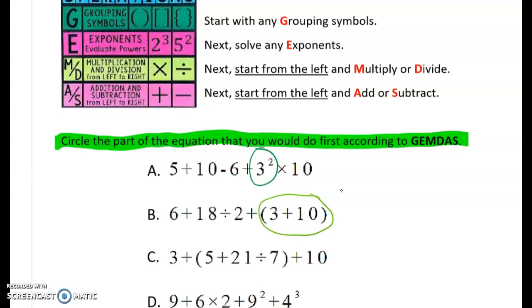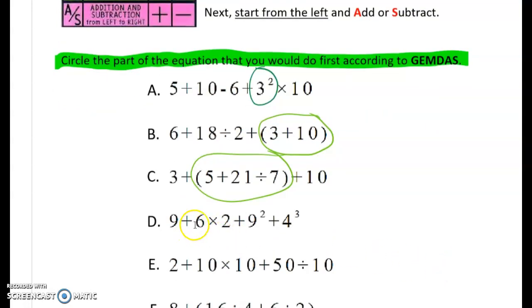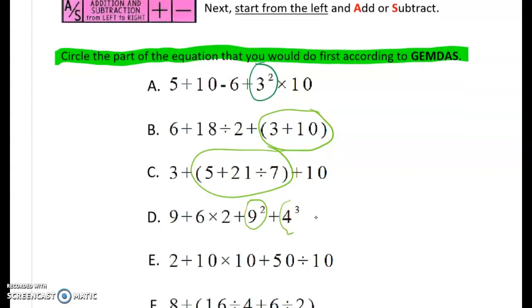In C, 3 plus (5 plus 21 divided by 7) plus 10. Well, again, I do have grouping symbols, so I know right away that that has to be done first. D, 9 plus 6 times 2 plus 9 squared plus 4 cubed. Well, I don't have grouping symbols, but I do have exponents, so I would have to do those first.